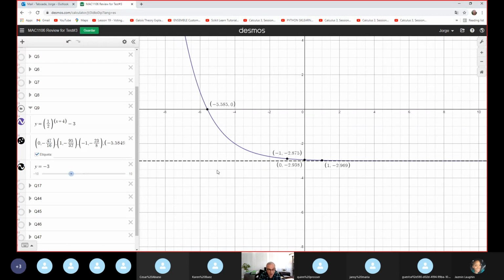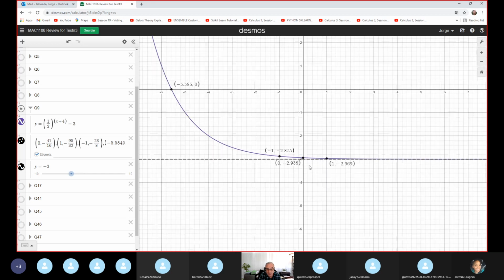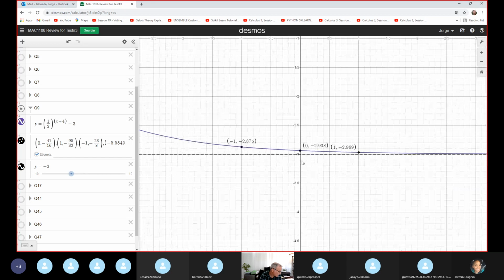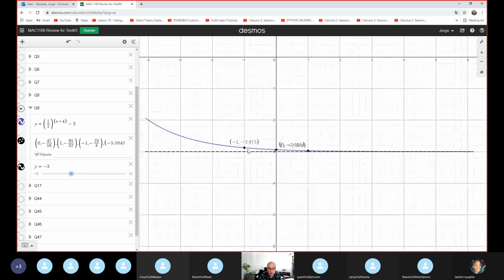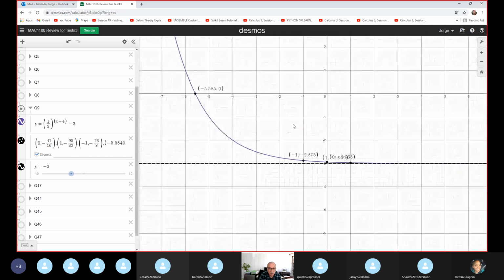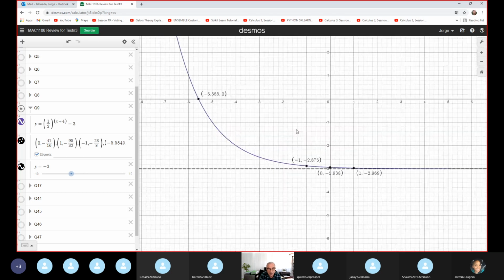And the complicated point we found was, okay, look. The y-intercept was negative 2.938. Okay, there you go. And the two additional points, 1 and negative 1. And the X-intercept, we computed using a little bit complicated exponential equation with a different base. The answer was negative 5.585, 0. So I am super happy to get exactly the same result that we expected.